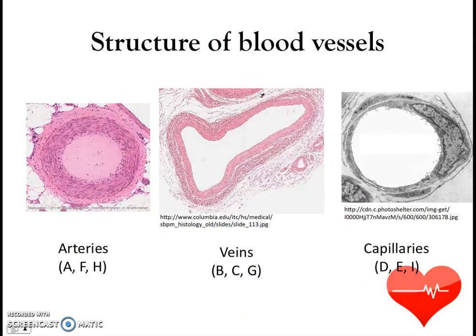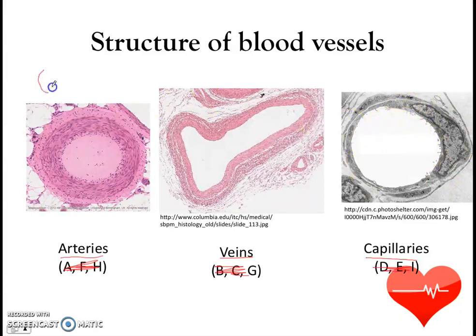Alright, so for the rest of this video, we're going to take a closer look at the structure of the blood vessels, namely the structure of arteries, veins, and capillaries. Okay, you can ignore these alphabets for now. What you see here are actually pictures taken from a microscope, looking at an artery, a vein, and a capillary in cross section.